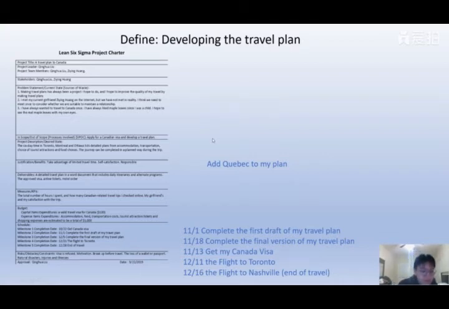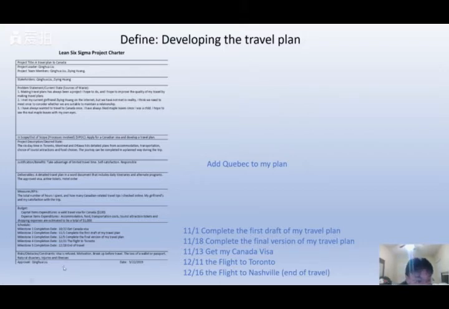And the schedule time: because I got my Canadian visa almost 1 month later than I expected, I got my Canada visa on November 13, and my air ticket was advanced. I completed the final version of my travel plan in advance too.